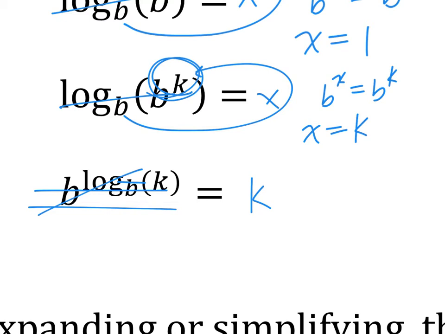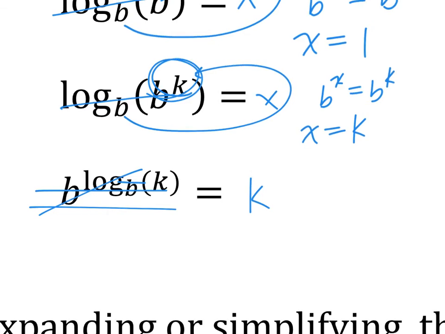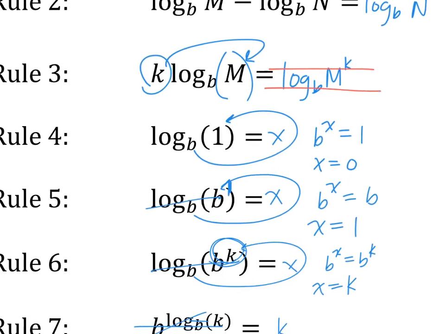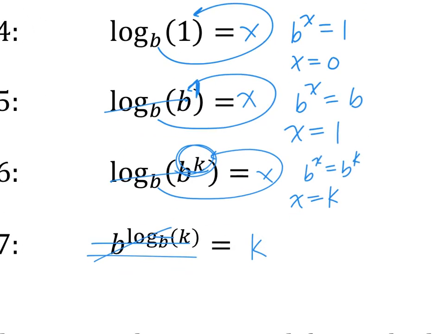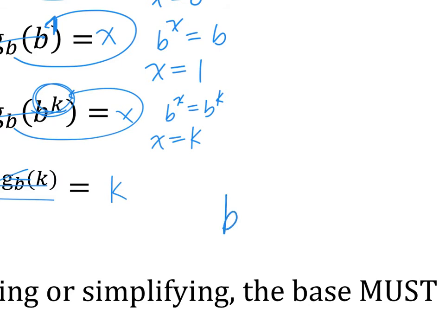Wait, is the b in the far left the k from earlier? Like above rule 3, where k is next to log? Why is it below? Is b like that, or is it something different? No, so this is the exponential. This is b to some power. And that power is log base b of k. Right? It's a b to a power. That power is a log.